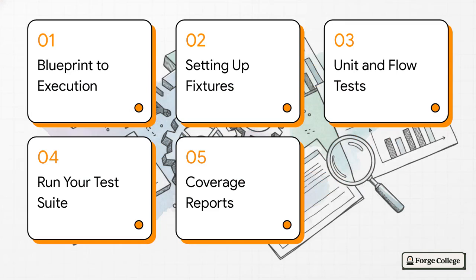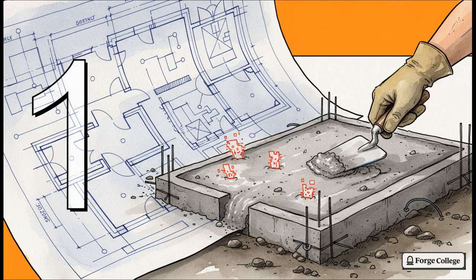So here's our architectural plan for today's explainer. We're going to move from blueprint to execution, then we'll be setting up your fixtures, looking at unit and flow tests, running your test suite, and finally, generating those all-important coverage reports. Let's get to work. All right, kicking things off with Section 1, from blueprint to execution.